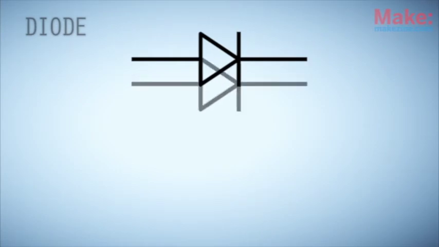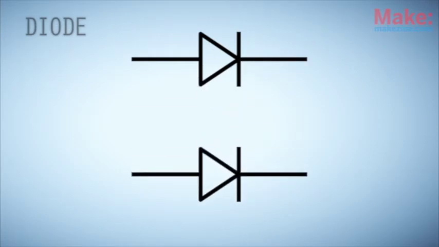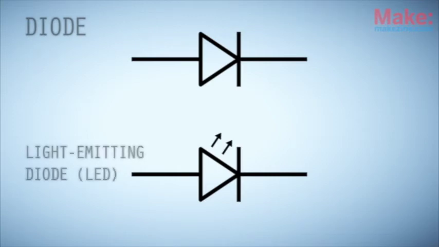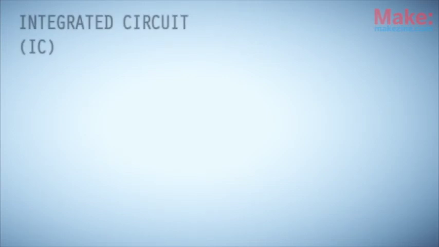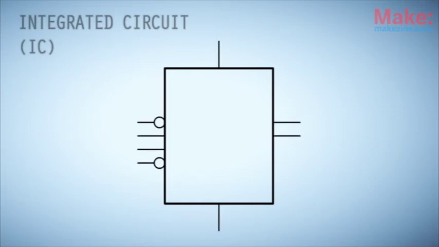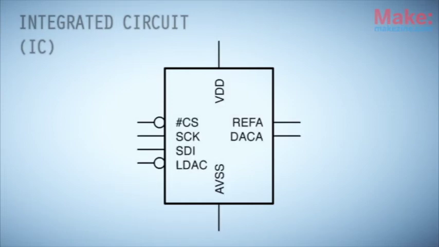If we add two small arrows to the diode symbol, like so, we have the symbol for the ever-popular light-emitting diode. Integrated circuits are often symbolized as a basic rectangle, with a line used to represent each pin, and abbreviations to specify pin functions.